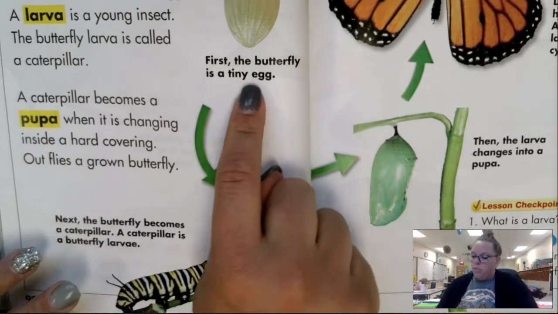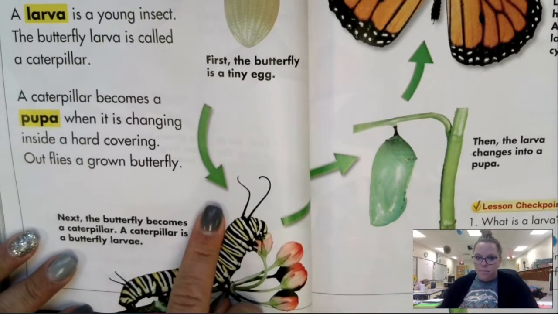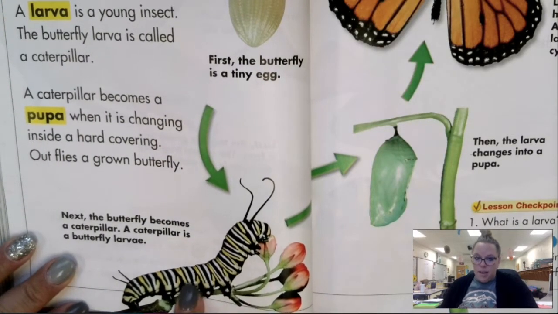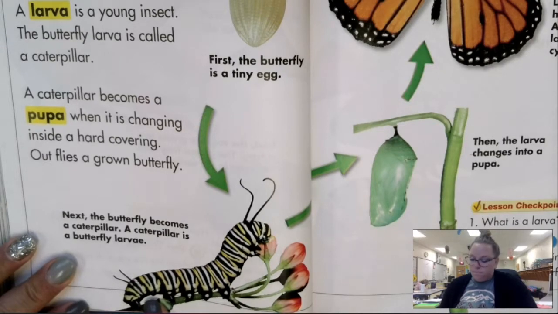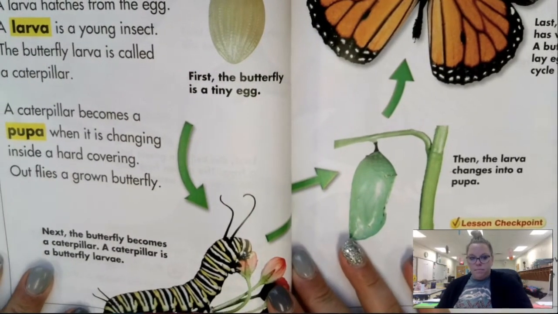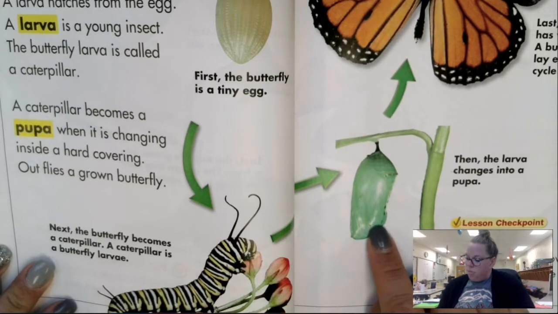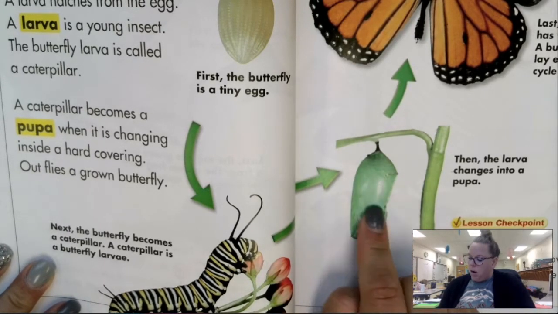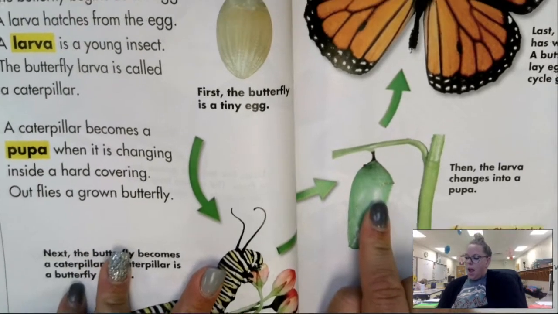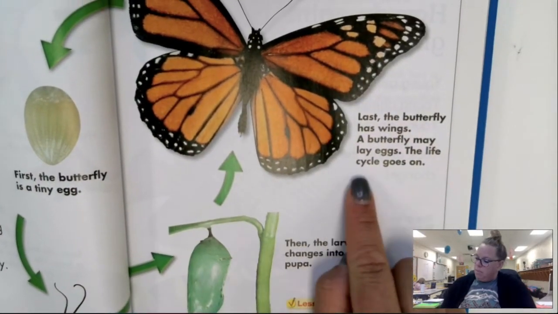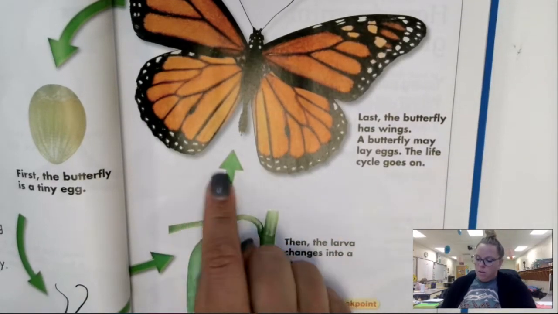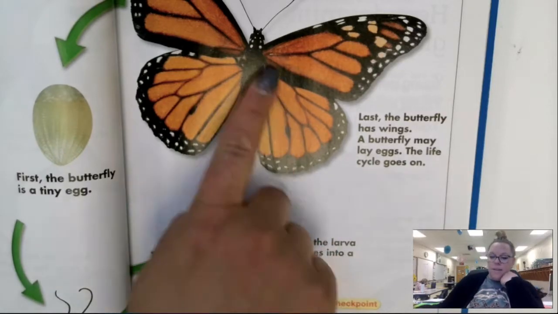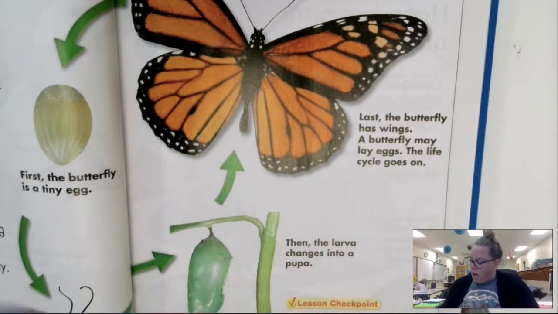Okay, so first the butterfly is a tiny egg. Then it's a larva. Remember, a larva in this case is a caterpillar. Then it becomes a pupa. The larva changes to a pupa. This is a hard covering. And then lastly, out pops a beautiful butterfly. The butterfly has wings, see? A butterfly may lay eggs, and then the life cycle just keeps going and going and going.